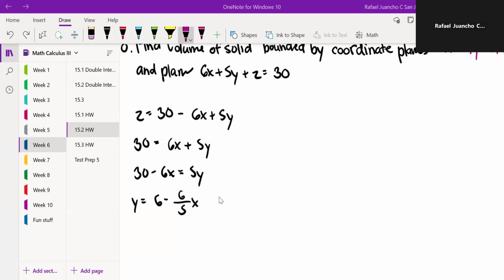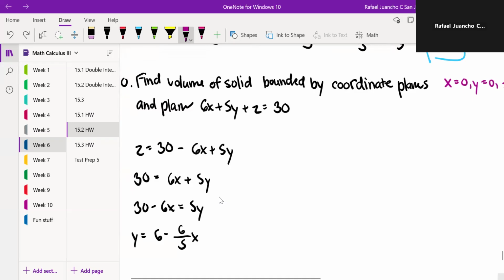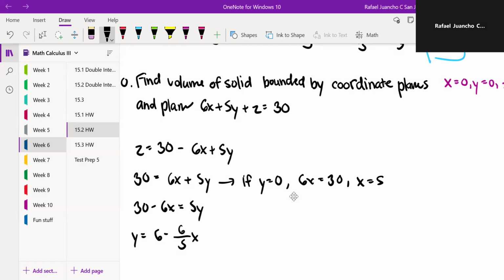So it's just making use of this information in order to find bounds. In this case here, if y is 0, 6x equals 30, x equals 5. And that's where they found x equals 5.